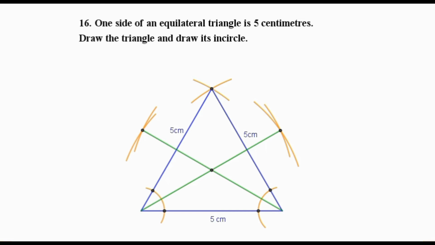Now both the bisectors intersect at a point. That is the incenter. Now draw the perpendicular from this point to any one side. That is the radius. And put the compass at the center and taking this distance as radius, draw the circle.